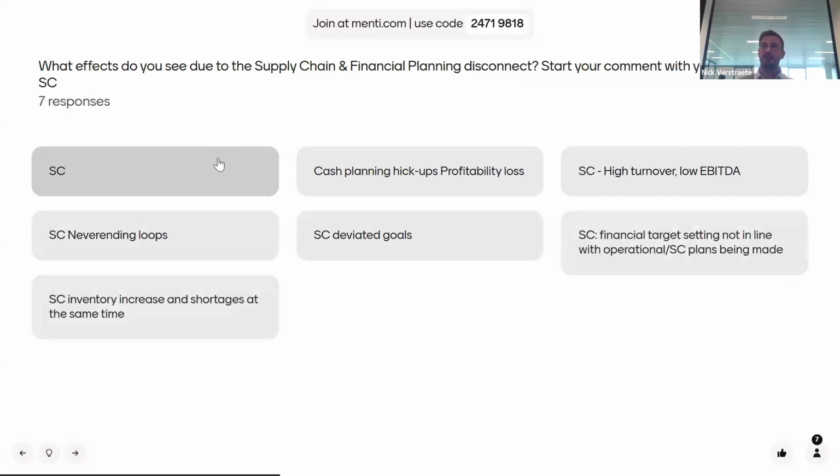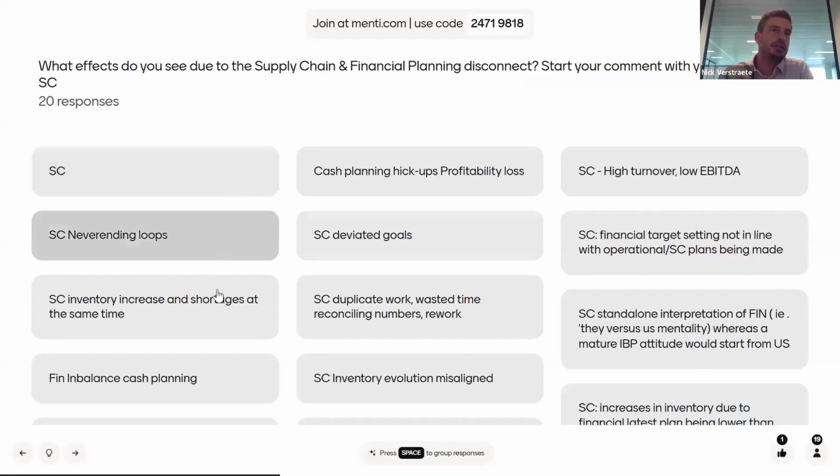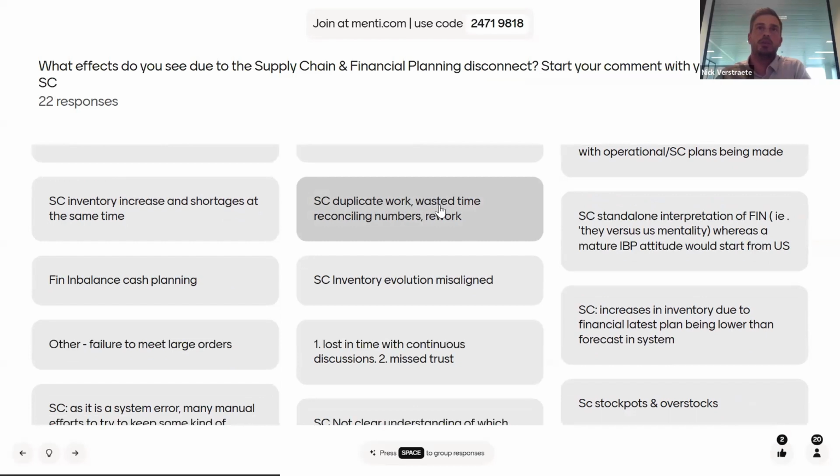Definitely the high turnover, low EBITDA triggers or catches my attention, which makes the profitability suffer. See also supply chain financial target setting not in line with operational supply chain plans being made, a kind of disconnect between the financial plans and the operational plans, and maybe the target setting also triggers the question towards variable pay schemes or incentives. Supply chain inventory increase and shortages at the same time. Duplicate work, wasted time, reconciling numbers, rework. That's definitely a lot of effort being wasted.